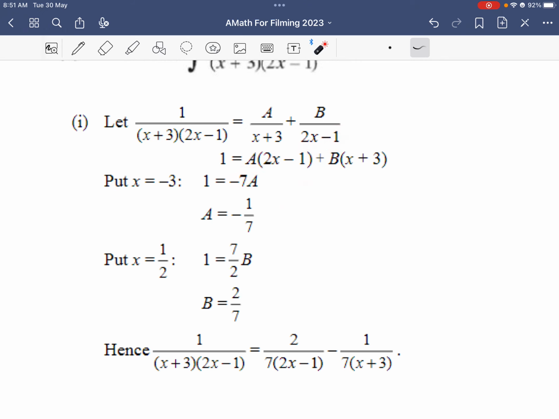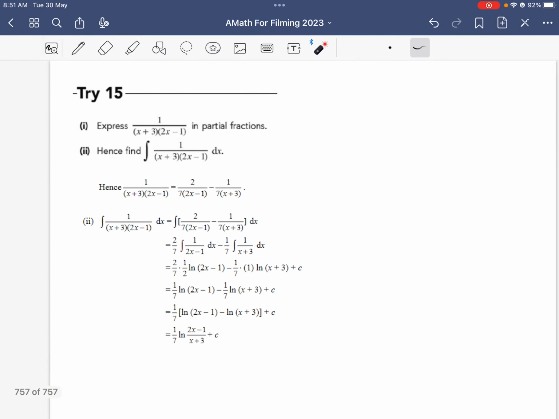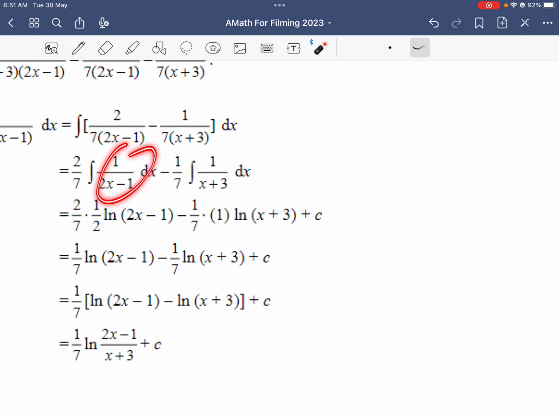Similarly, to make this term become 0, we let x equal half so that this becomes 0. So half plus 3 times b equals 1. So b will yield 2 over 7. So the partial fractions yielded will be this. Now, if we integrate what we did earlier, if you integrate 2 over 7 times 1 over (2x minus 1), it yields ln (2x minus 1). Differentiate the 2x minus 1 and divide, so it gives you half. So the 2 and 2 will eliminate, giving you 1 over 7.